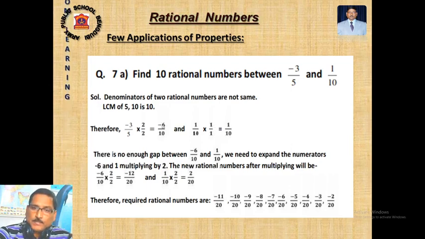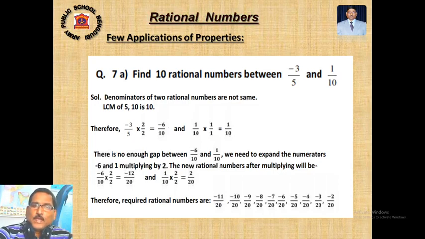Thereafter we have to count the gap from one numerator to another numerator, whether you have the 10 rational numbers or not in the gap. So from minus 6 to 1, how many gaps are there? Minus 5, minus 4, minus 3, minus 2, minus 1, 0. 1 you cannot take, 6 you cannot take. So we don't have enough gap.